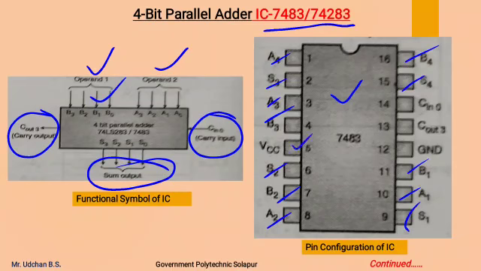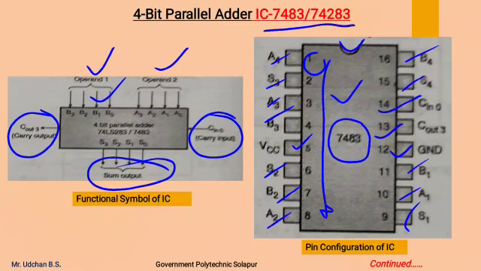The VCC is connected to pin number 5 and ground is connected to pin number 12. The carry input is connected at pin number 14 and carry output will appear at pin number 13. This IC is of 16 pin. This is the notch, and to the left side of the notch there will be pin number 1, starting from pin number 1 to 8 and 9 to 16.